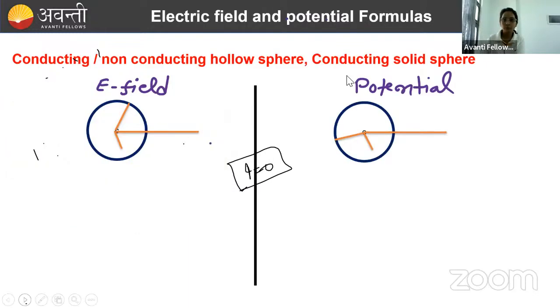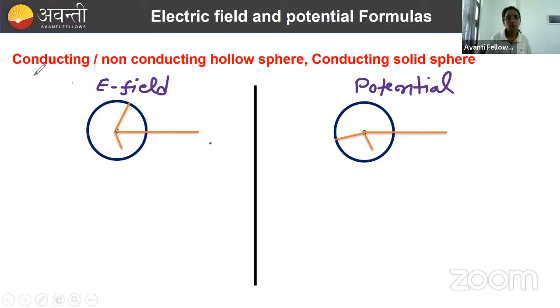Now these are just the formulas that I have already discussed before, so I'm just going to take you through them. This is the formula for conducting, non-conducting hollow sphere or conducting solid sphere. For all three, it will be the same, whether it be for electric field or potential.